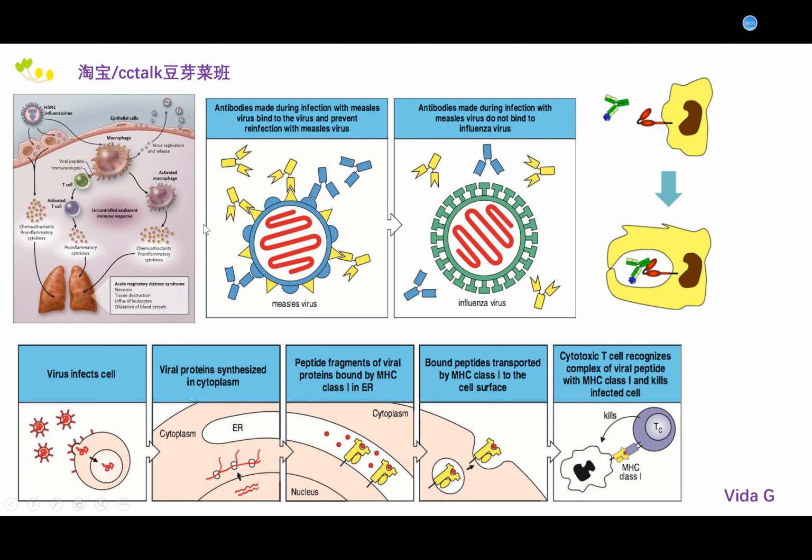And how do antibodies work? Basically, antibodies will bind specifically to the epitopes on the virus. For example, the antibodies which can bind to the measles virus will not bind to the influenza virus.